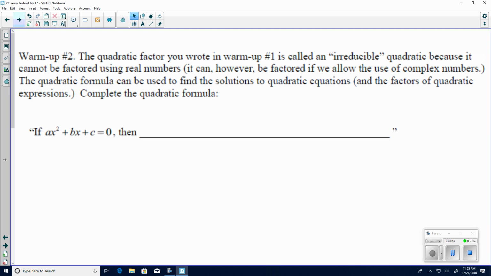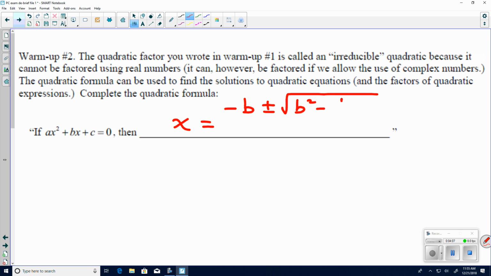The quadratic formula can be used to find solutions to quadratic equations, and the factors of quadratic expressions complete the quadratic formula. This is something we learned way back in Algebra 1. If ax squared plus bx plus c equals 0, then x will be equal to the opposite of b plus or minus the square root of b squared minus 4ac, all over 2a. Make sure you bring the fraction bar all the way to here, and make sure you extend the radical past the product 4ac.